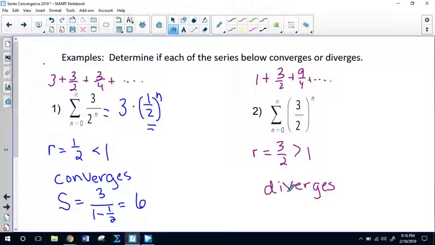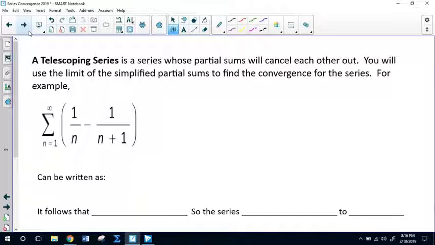Okay, moving on, we're going to talk about another type of series that you learned about last year. It's called a telescoping series. A telescoping series is a series whose partial sums, meaning you look at the first sum, the second sum, the third sum, will have parts that cancel each other out. Think of the telescoping making it get smaller. You will use the limit of the simplified partial sums to find the convergence for the series.